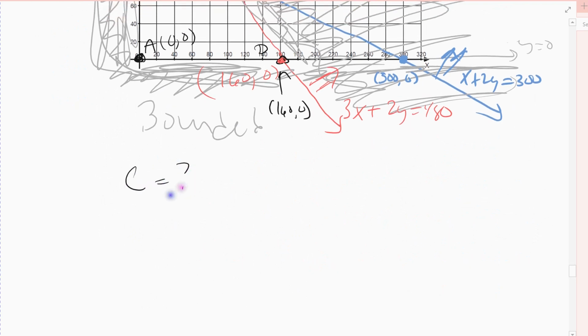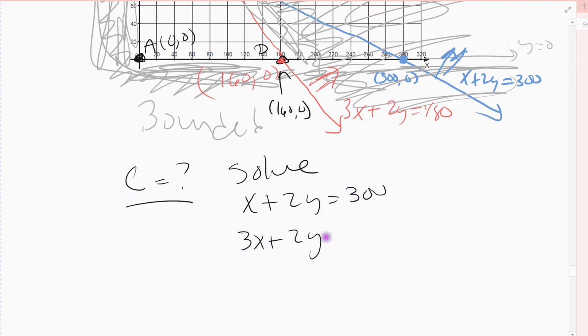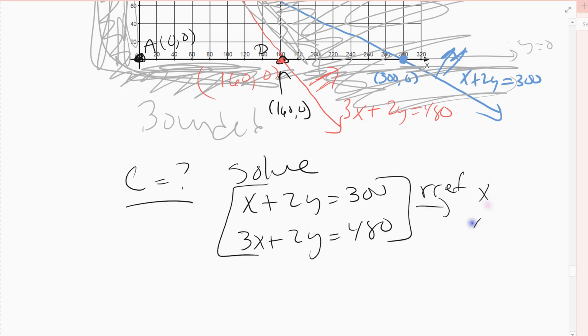So C, I'm going to go ahead and do that before I get to my table. So what's C? Well, it's where the blue line and the red line intersect, so I have to solve those two equations. So x plus 2y equals 300, 3x plus 2y equals 480. I just use a matrix and my RREF. So give me a second while I plug those into the matrix of my calculator.